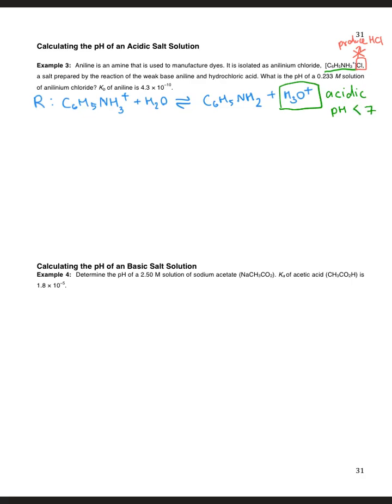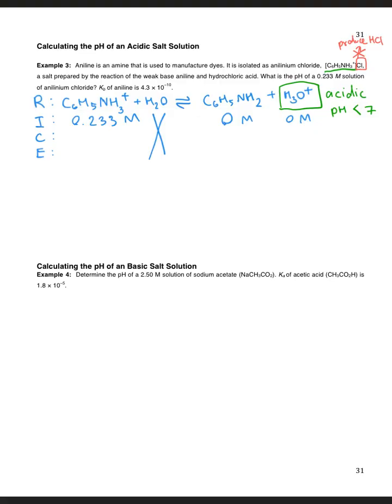to indicate an acidic solution. Recall from the previous chapter, in order to find the pH, we need to look at the concentration of hydronium ions at equilibrium. So in this case, we need to set up an ICE table to solve for the concentration of hydronium ions at equilibrium. The initial concentration of aniline chloride is given as 0.233 molar. We will ignore water because it is not part of the Ka expression. And the concentration of the products is equal to 0 molar. This reaction is a 1:1:1 ratio.